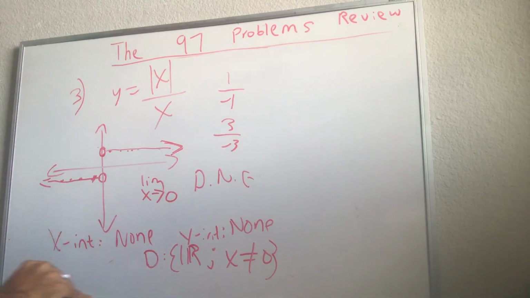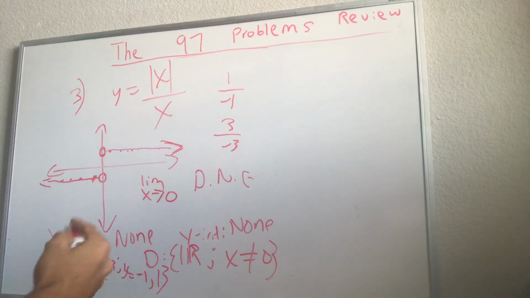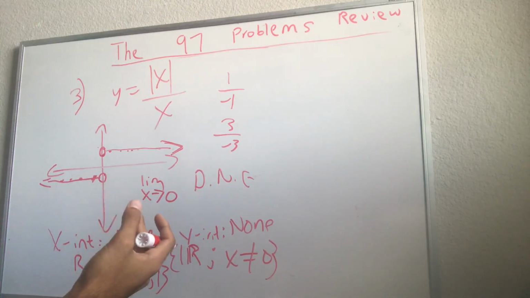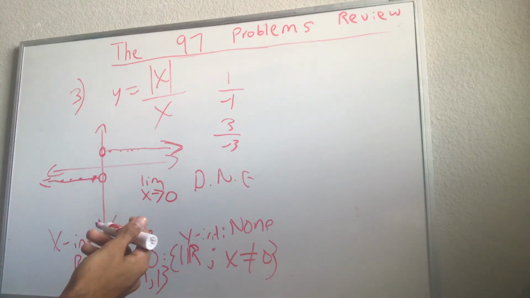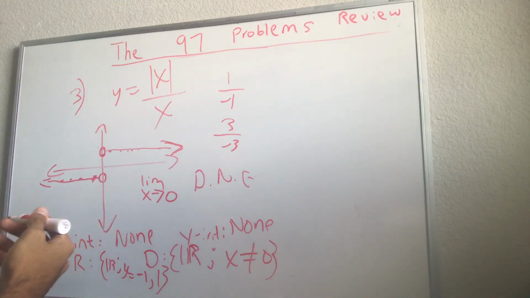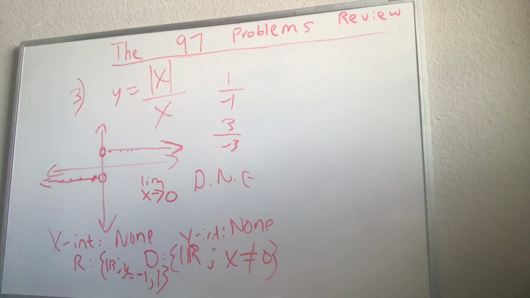And for your range, it's the set of all real numbers such that y is equal to -1 or 1. So it's either -1 or it's 1, right? And those are the only y values that we're talking about. So you could also just say that y is equal to -1 or 1 instead of saying all real numbers. It doesn't really matter. But it's important to understand that your domain here is all real numbers except 0, because when you do substitute 0 into the equation, clearly it is undefined.